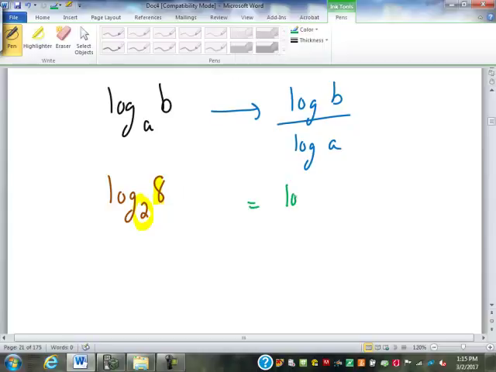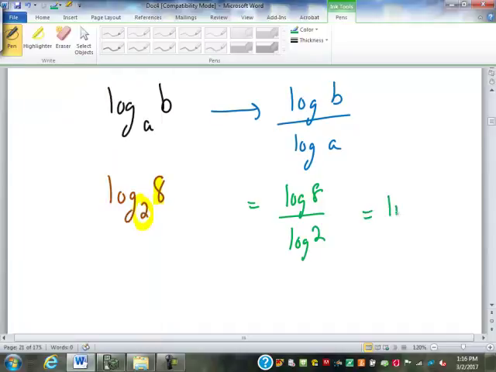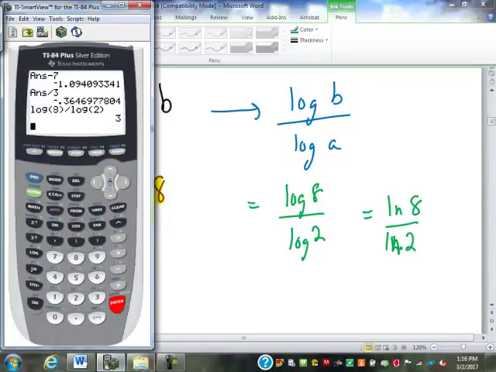So let's try this. Let's try log of 8 divided by log of 2. So log of 8 divided by log of, oops, I gotta put my parentheses in. Log of 8 divided by log of 2. And it does give us 3. So it works out. In fact, we could use either log or we could use ln. If I use ln of 8 divided by ln of 2, it'll still give us 3. So either one of them works. So we can change the base by using that formula.